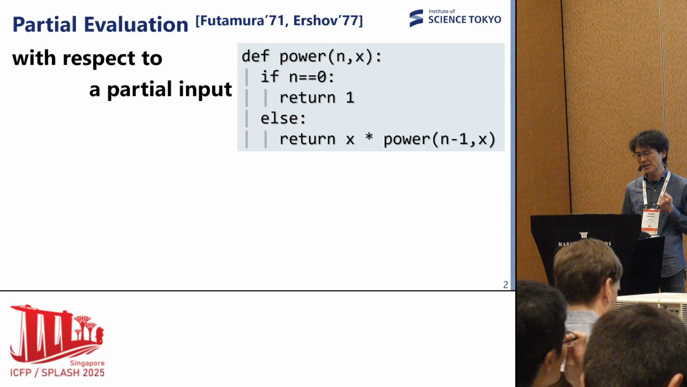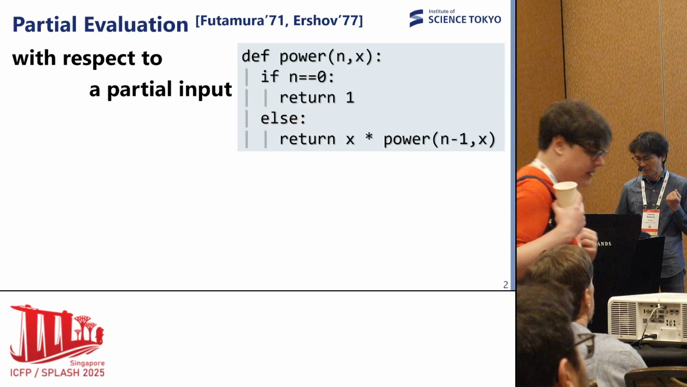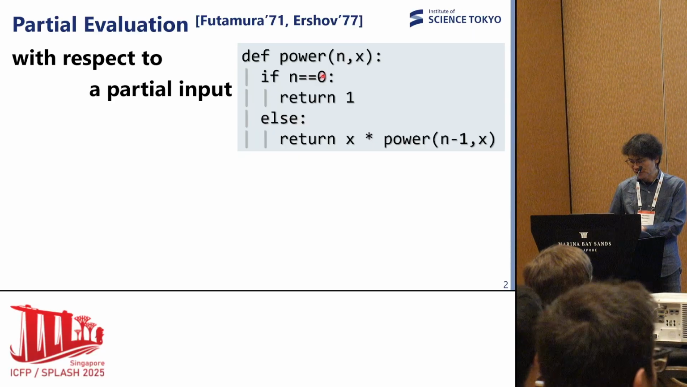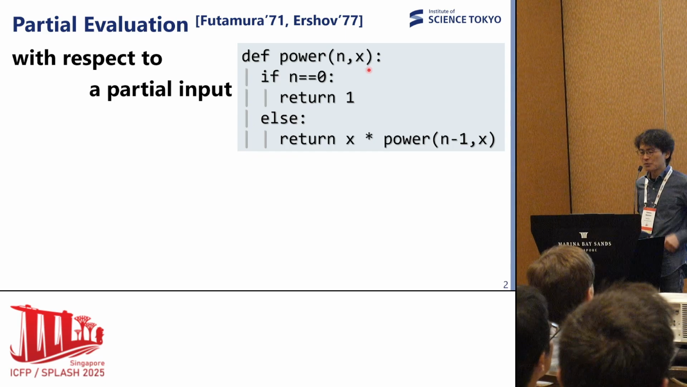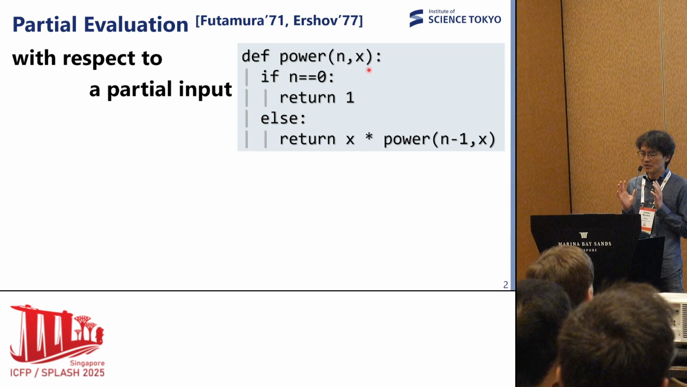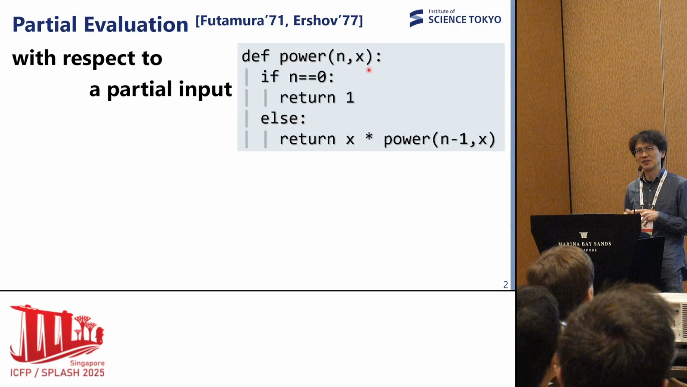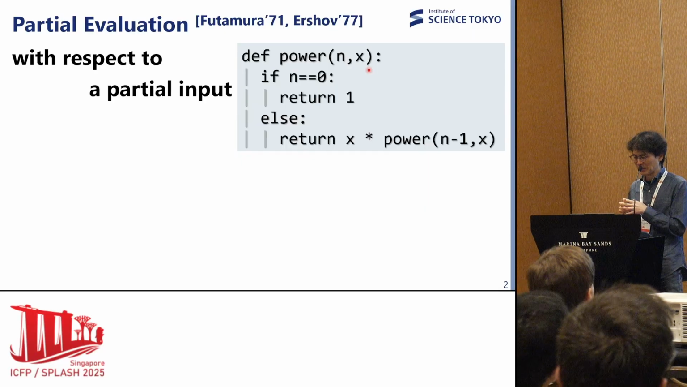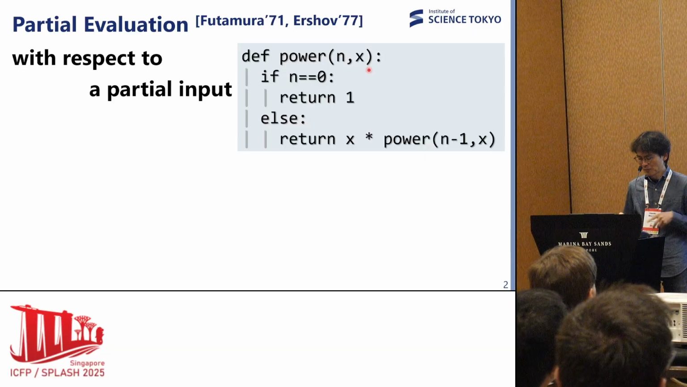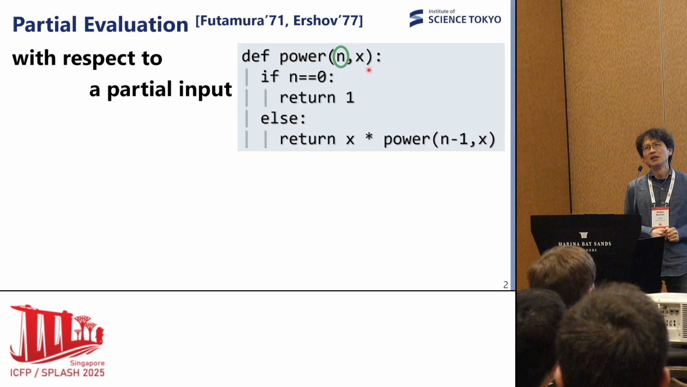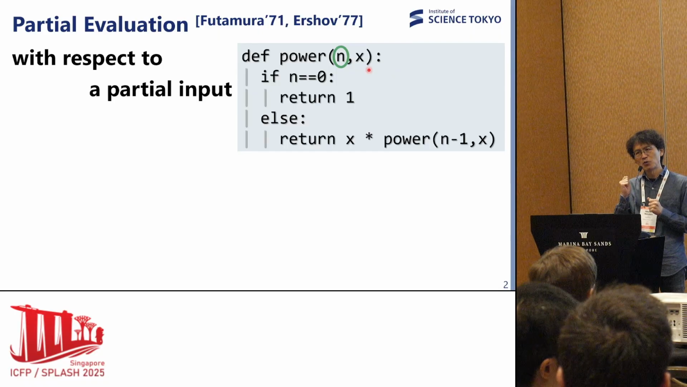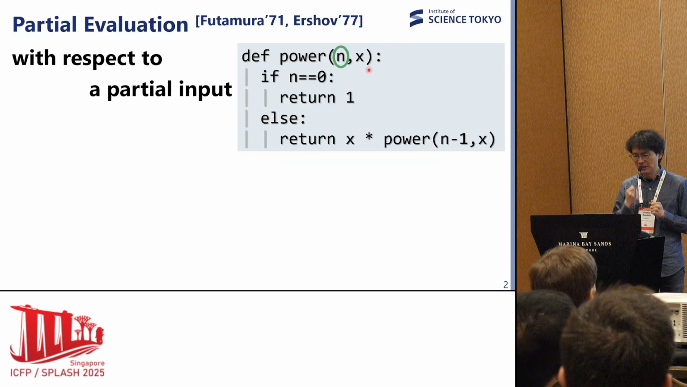Usually, for example, let's assume this program, the typical program that computes the nth power of x. And we specify the partial evaluator. We are going to give only the input n.